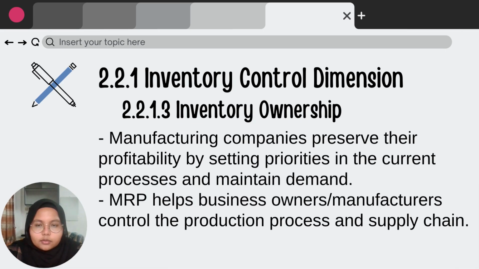Next is the inventory ownership. Manufacturing companies preserve their profitability by setting priorities in the current processes and maintaining demand, and MRP helps business owners or manufacturers to control the production process and supply chain.